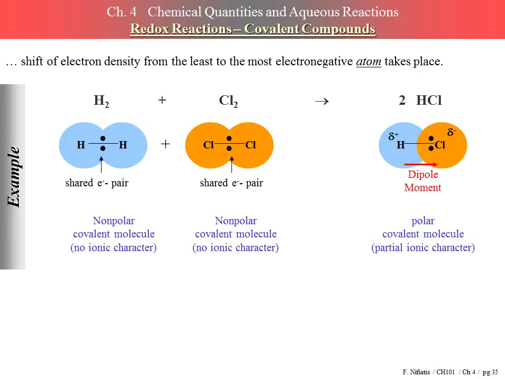We are expressing polar covalent bonds, we are expressing covalent bonds as ionic. When we have a shift of electrons, we consider that it's a full shift, full transfer, rather than a partial shift. We are going to see a couple of rules, and then it's going to be easier for you to calculate the oxidation numbers for covalent compounds.